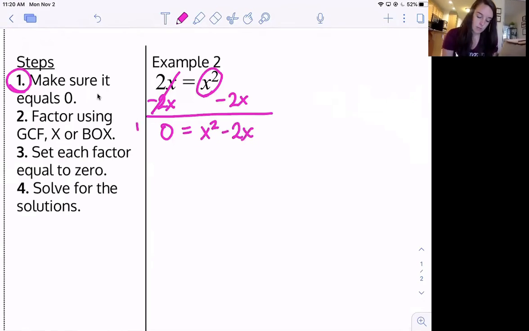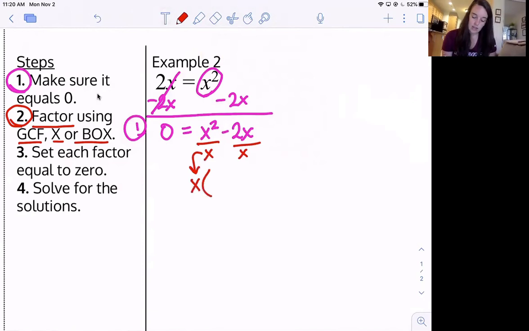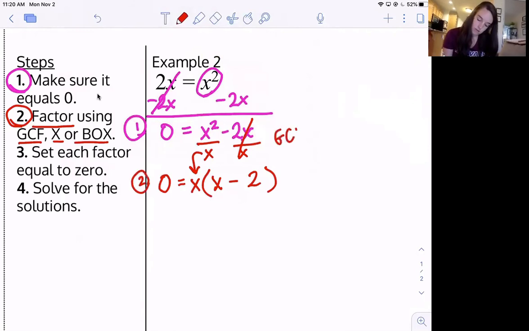Right, so my first step was this portion here. My second step says factor using the GCF, the X, or the box. So GCF, I can see that there is something in common. There is an X in common. So I'm going to go ahead and take that X to the outside, and that will leave me with x minus 2, and that's going to be equal to 0. So I see that it's broken into its pieces. I used GCF, and that was step 2.